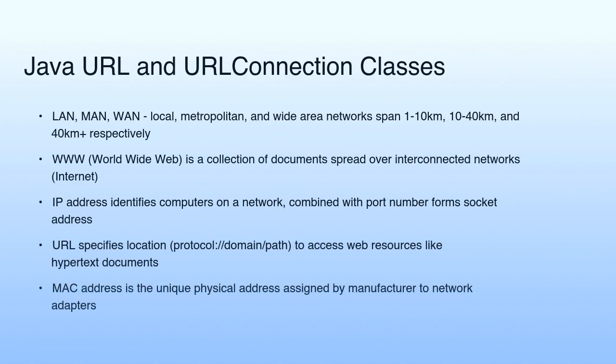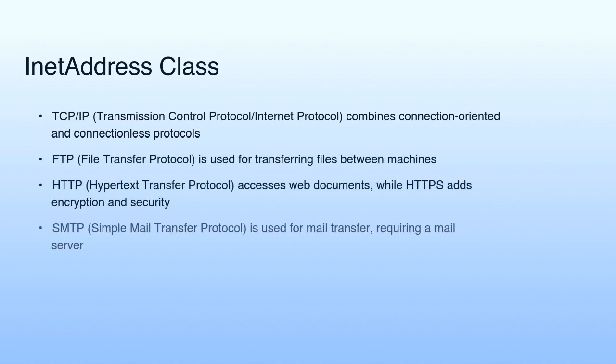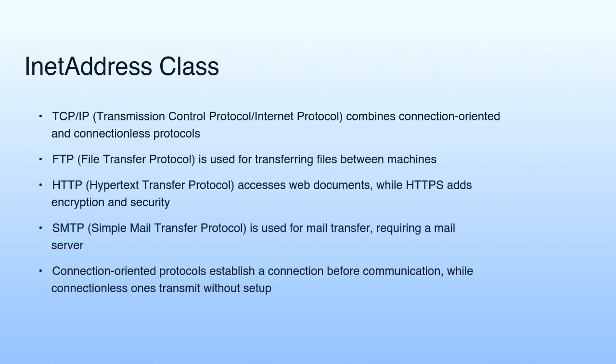URLs specify the location to access web resources, while IP addresses identify computers on a network. MAC addresses are unique physical addresses assigned to network adapters. The InetAddress class is useful for handling network protocols like TCP/IP, FTP, HTTP, and SMTP.